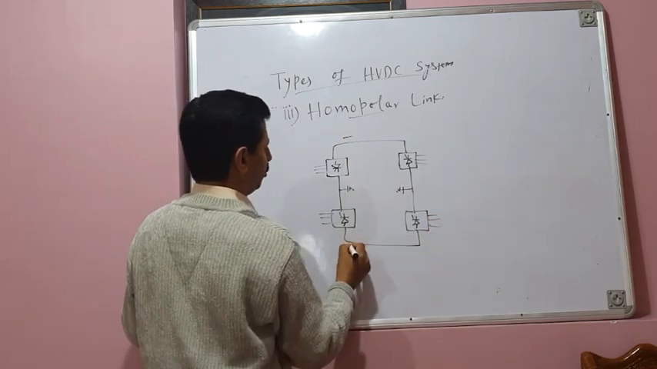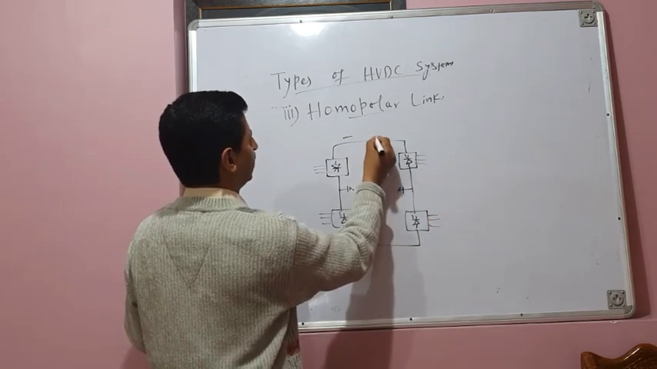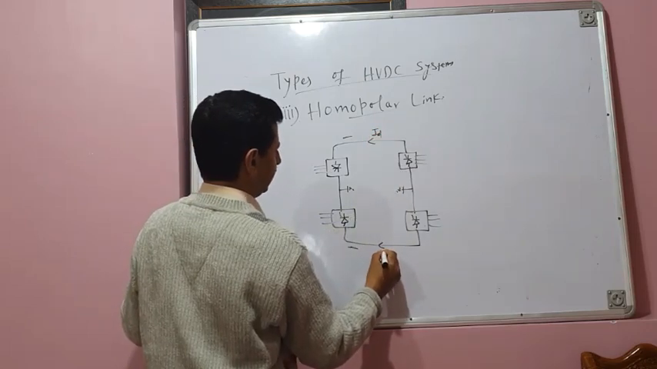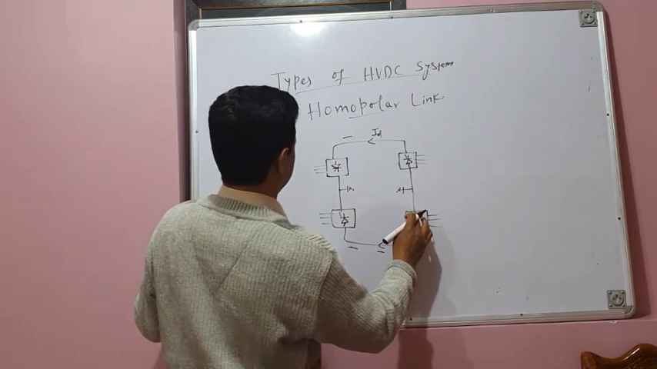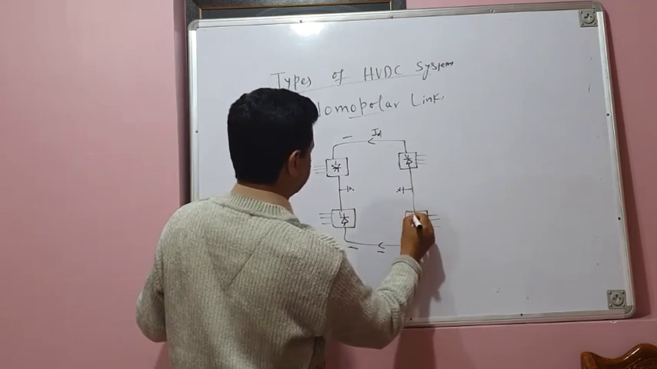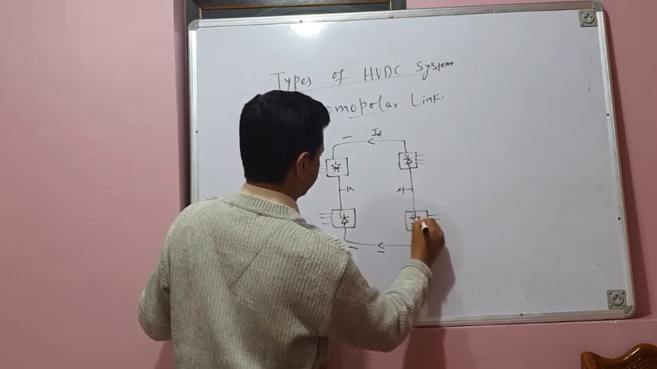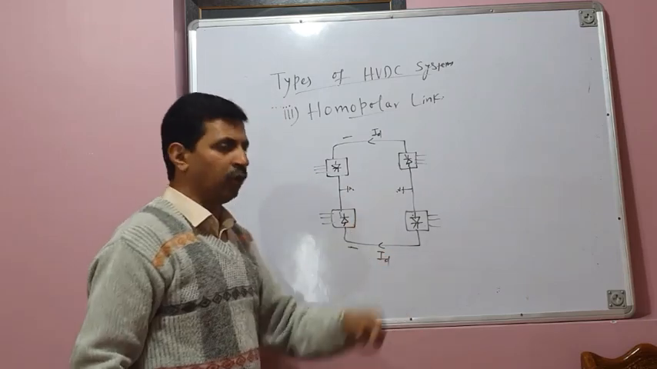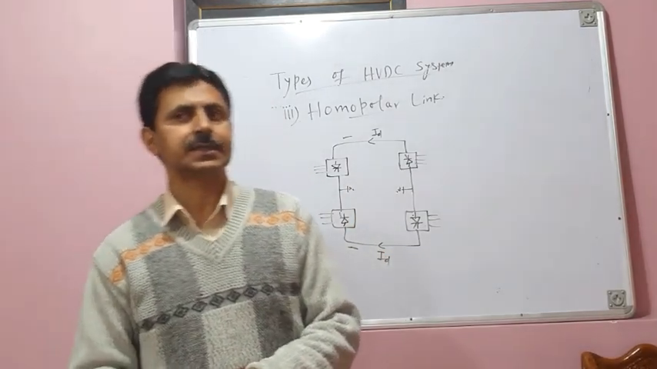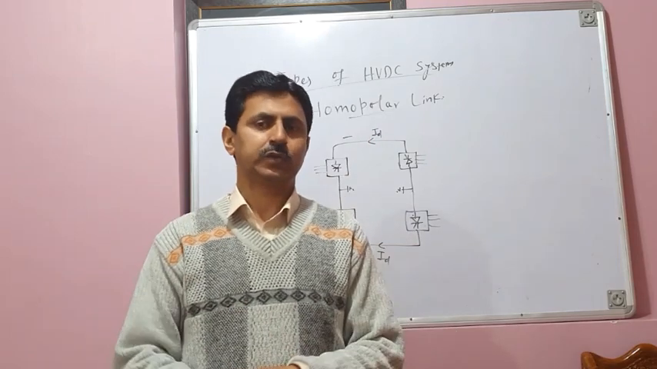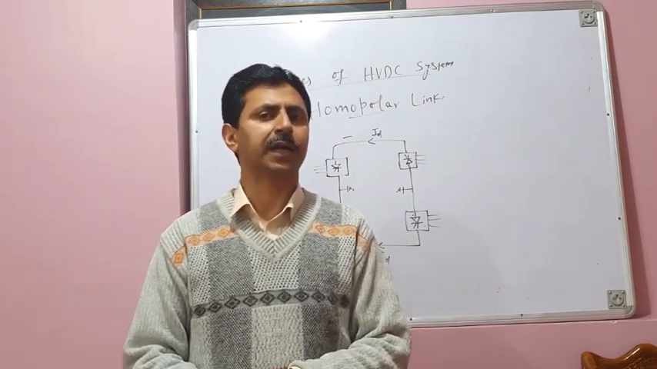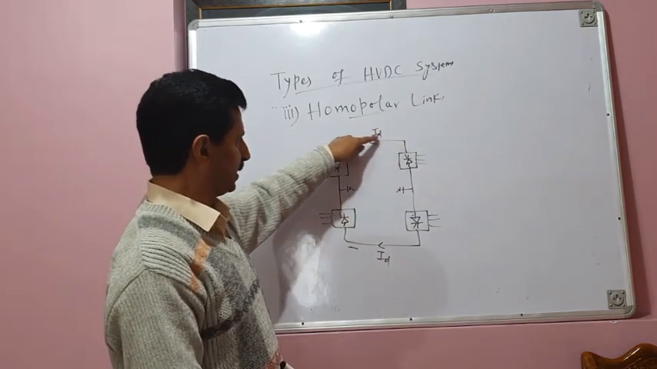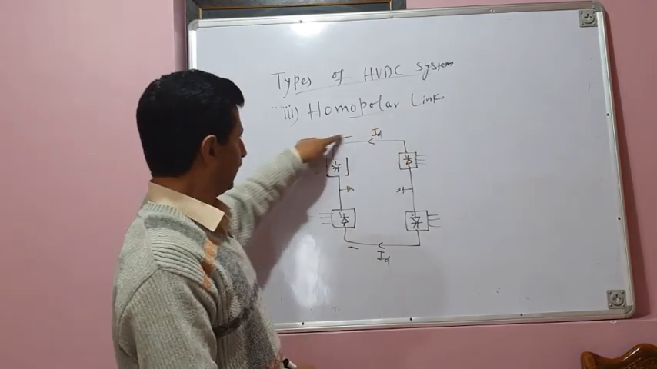This is of negative polarity, this is also of negative polarity, this is the direction of current flow. In homopolar link, ground is permanently used. There is always the flow of current through the ground. You can see the current is flowing in this negative link like this.